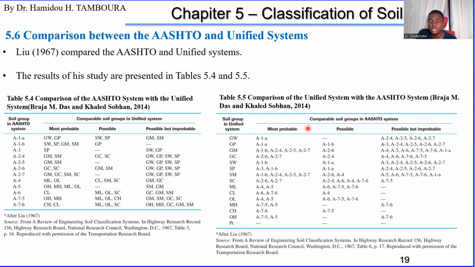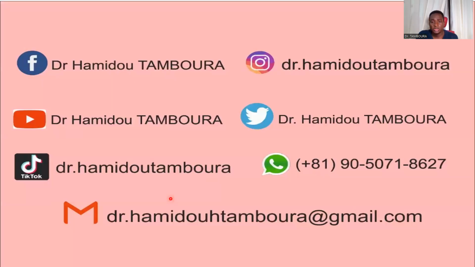This table is also comparing the same. As we can see here, these are the group symbols for the unified classification system and the correspondence in the AASHTO system. Most probable, possible but improbable. Okay, I think we will stop here, and that will be the end of this chapter.